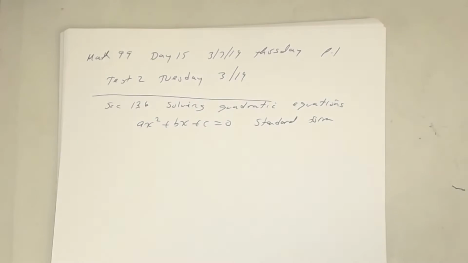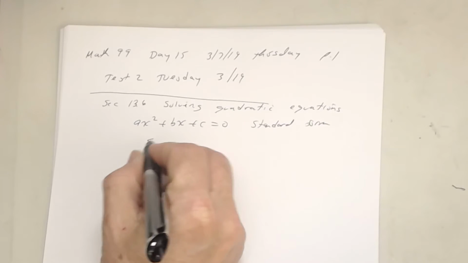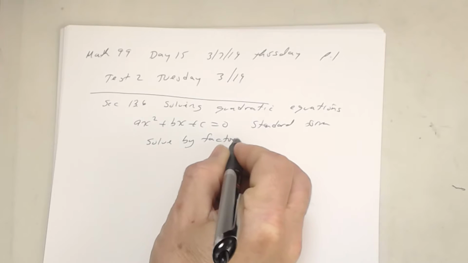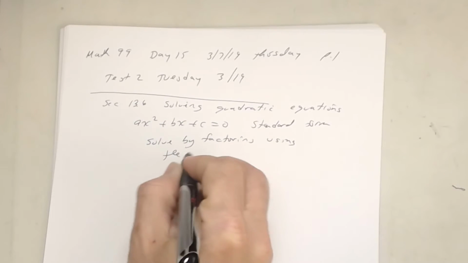And you want 0 on the other side because what property are you going to be using when solving these quadratic equations? What's that property called? The zero factor property. So you're going to solve by factoring using the zero factor property.